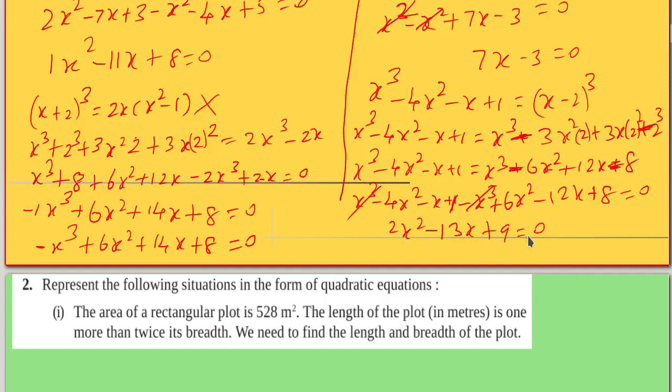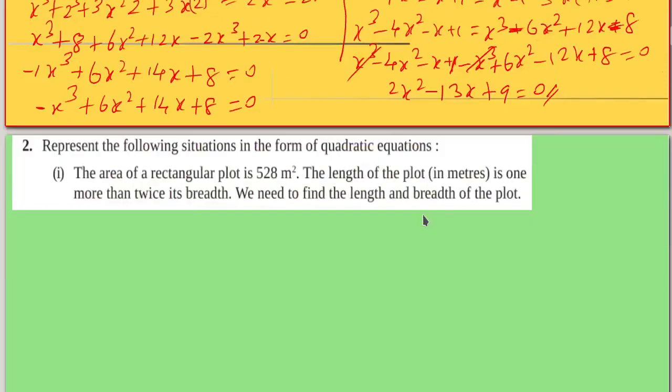So it is a quadratic equation. The cubic power was there, but both of the cubes have been eliminated. So at last we are getting a quadratic equation. So the given equation is a quadratic equation. In this way we can check whether the given equation is a quadratic equation or not.